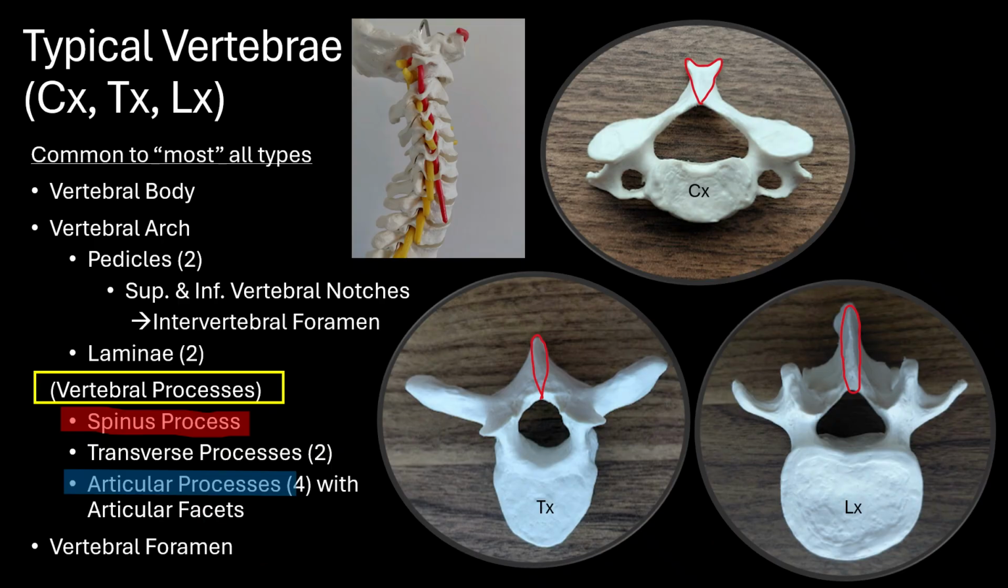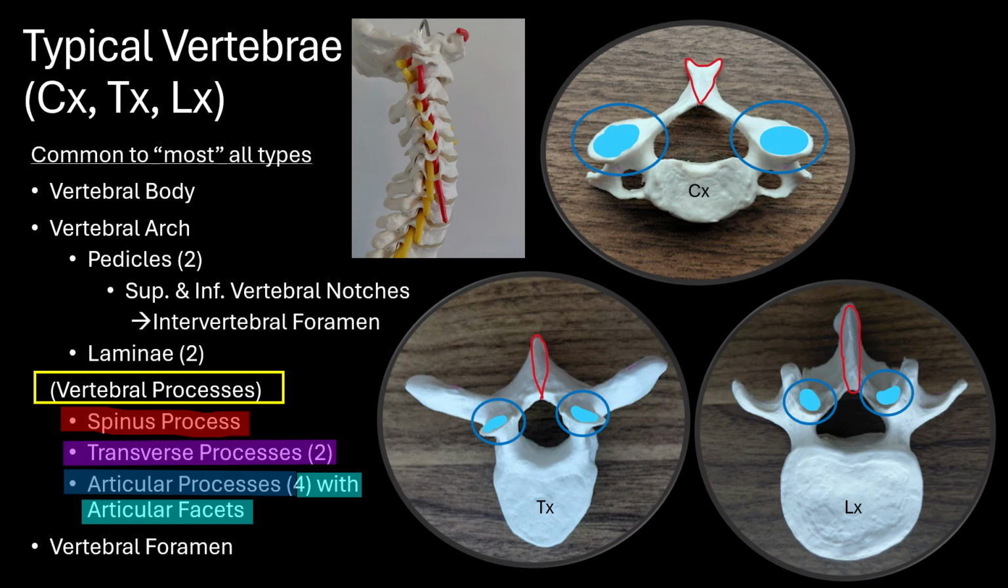Then we have four articular processes. They're going to be two superior and two on the inferior side. And we're not going to see the inferior ones on these particular views, but we'll see them in future slides. Now on each of those articular processes is going to be a facet. So there's going to be four articular facets. We're only going to see two on each of these on the superior side. And they're sometimes shiny and they allow for gliding and movement.